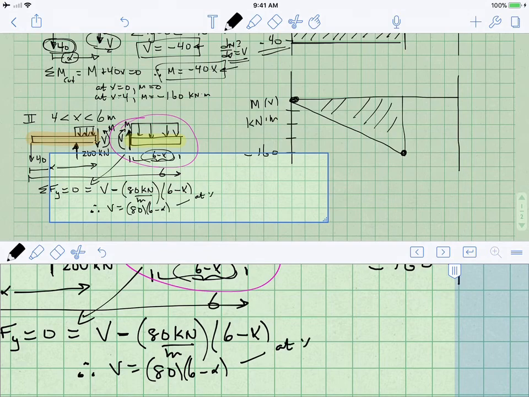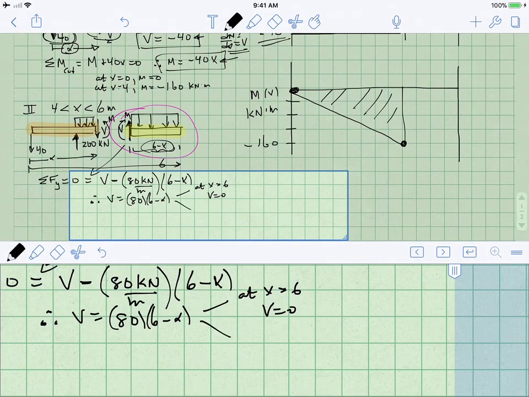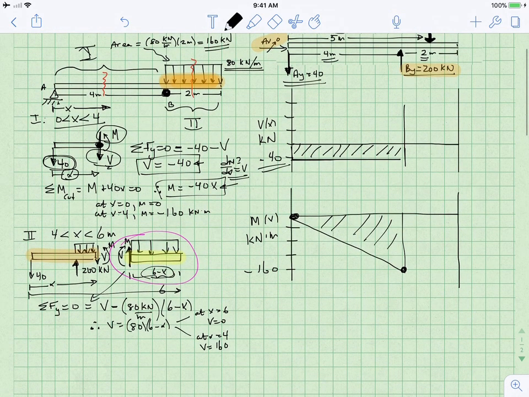At x equals 6, shear is 0. At x equals 4, shear is equal to 160. So let's look at our diagram and make sure that that makes sense.